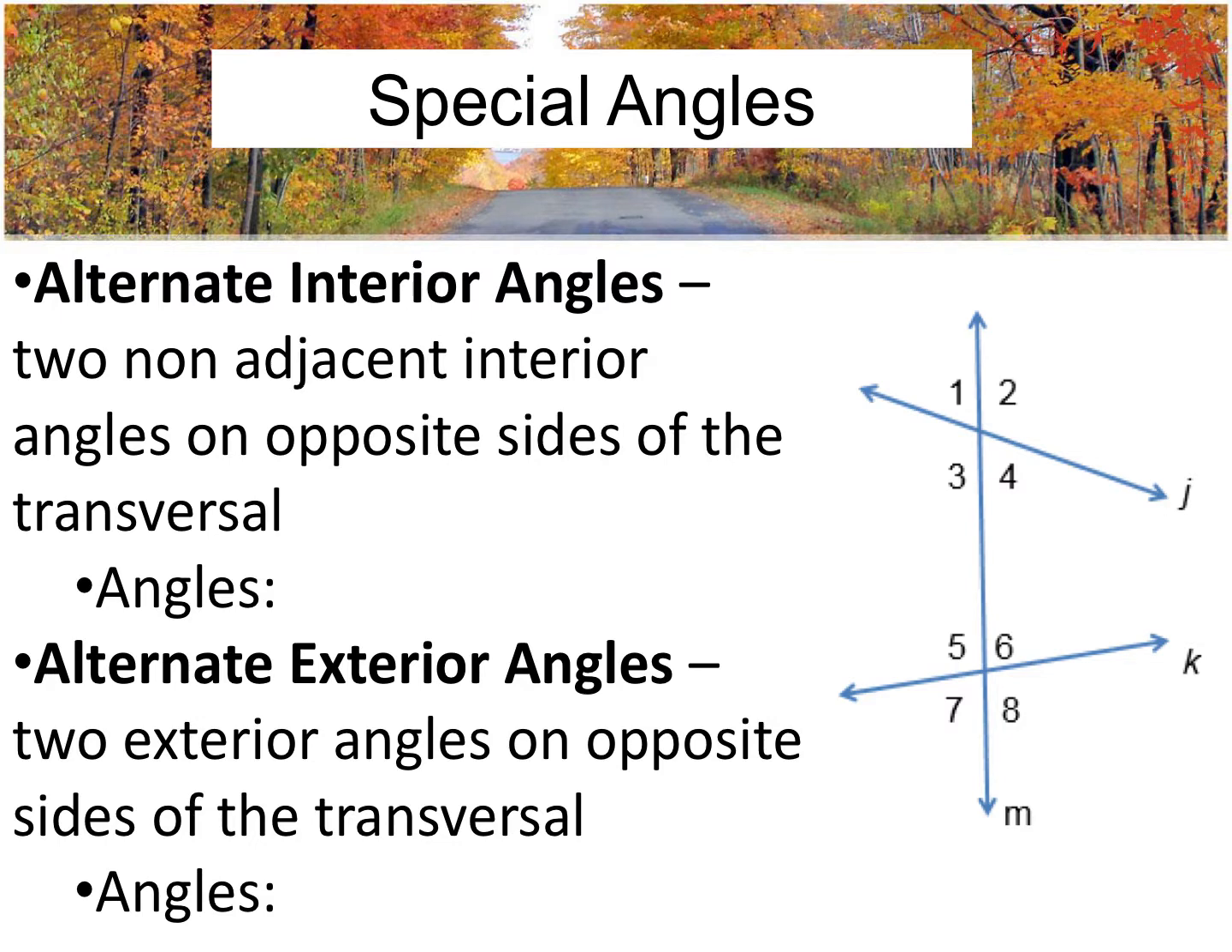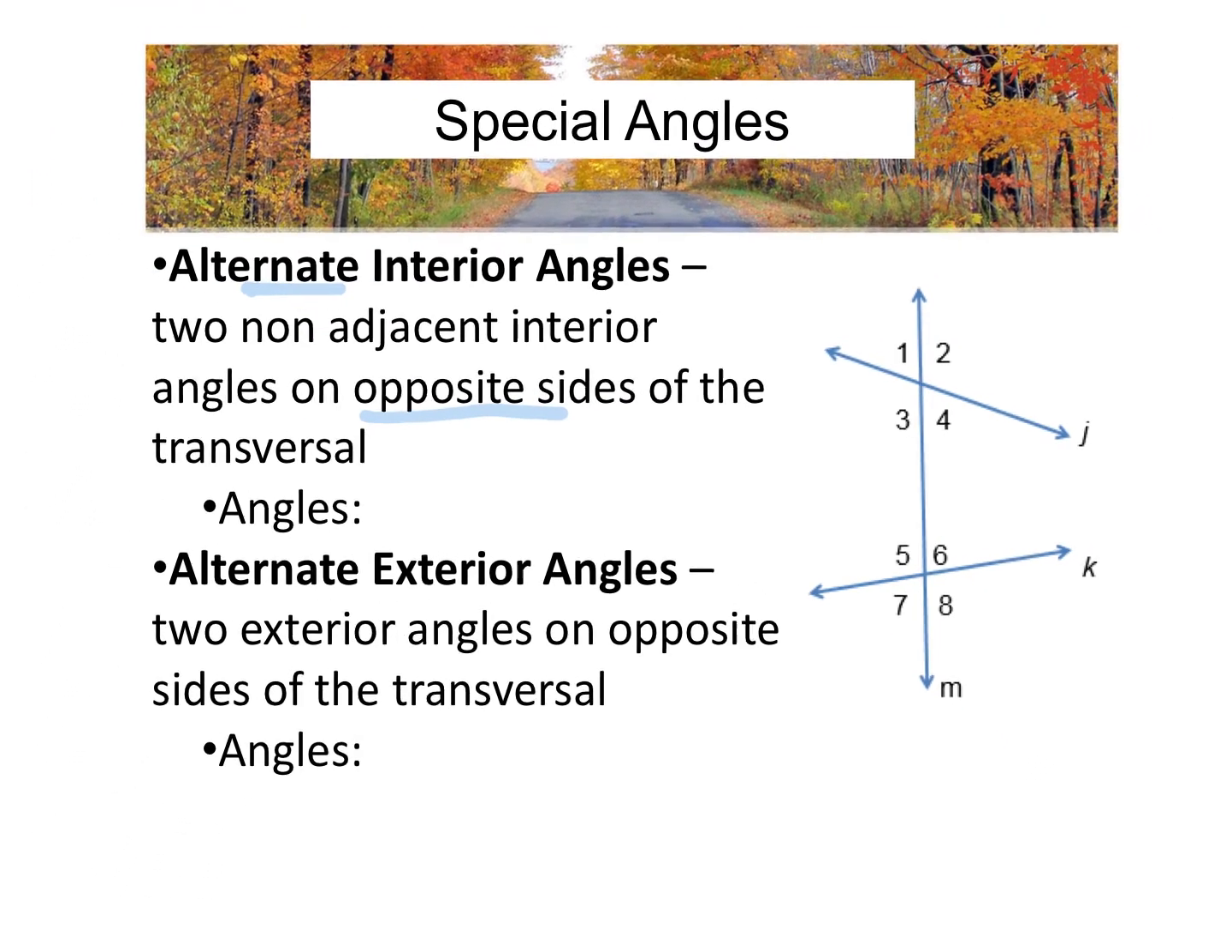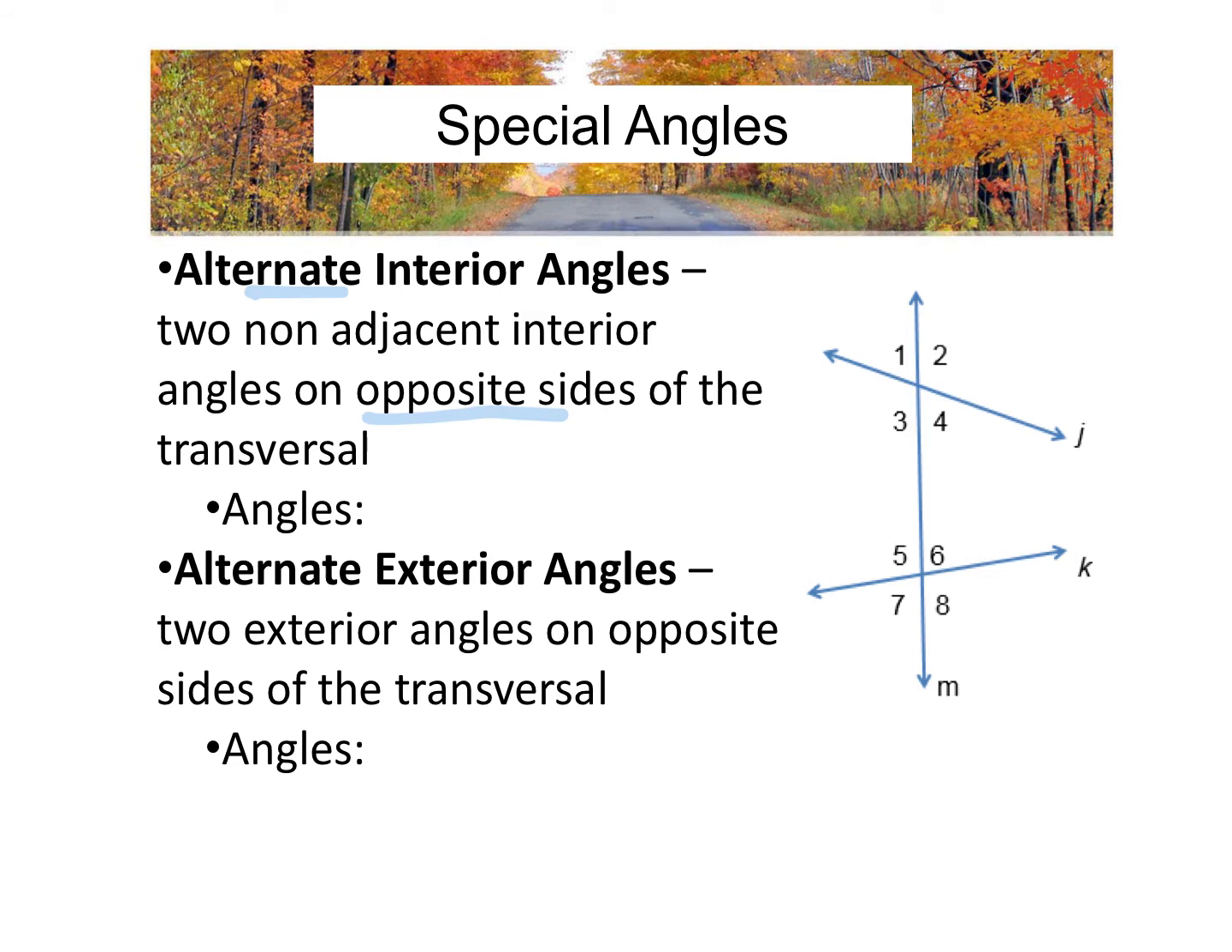Now we have some special angle pairs. The first one are called alternate interior angles. So this is why it was important that we were able to identify where the interior portion of our diagram is. Then the word alternate means opposite. So when you have 2 angles on opposite sides of the transversal, and they're interior angles, they're non-adjacent. And what I mean by non-adjacent, they cannot be two interior angles that are next to each other.